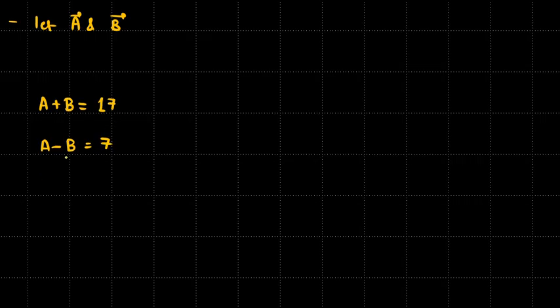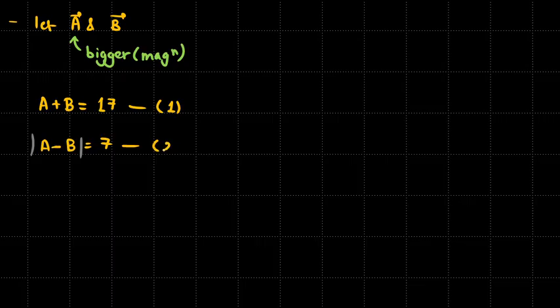It's going to be 7. We are just supposing that A is bigger in terms of magnitude, of course. That's why I'm not putting a modulus sign, even though I should have. Let's make it in another color so that you know there is supposed to be a modulus sign. I'm just not keeping it. So let's say this is our equation 1 and this is our equation 2.